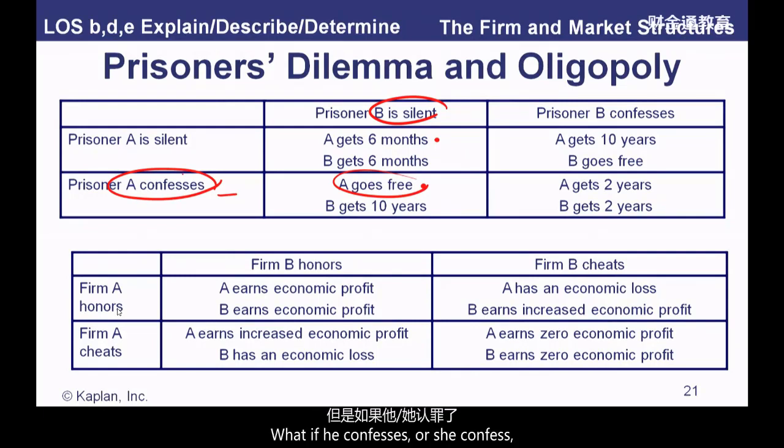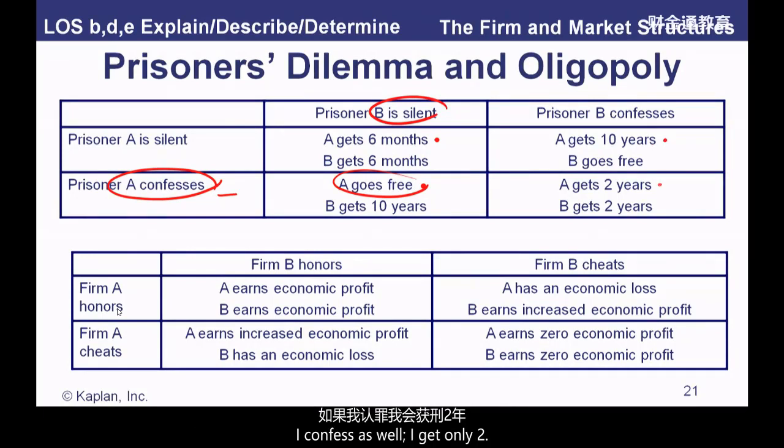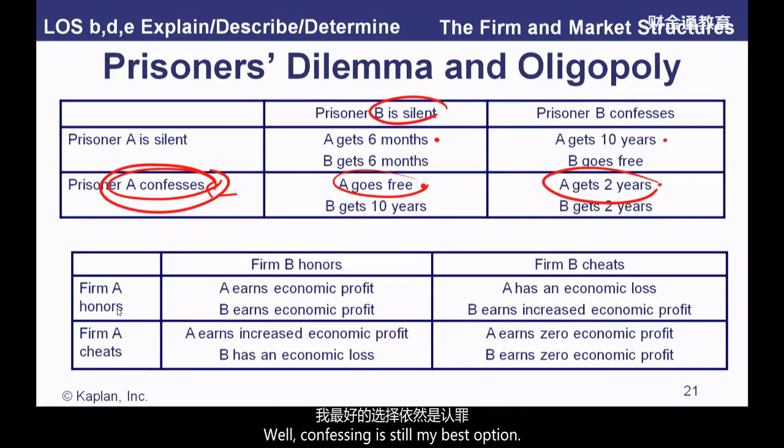What if he or she confesses? Well, in that case, if B is confessing, I stay silent, I get 10 years. I confess as well, I get only 2. Well, confessing is still my best option. So whatever I assume B is going to do, my best option is to confess. Decision made.